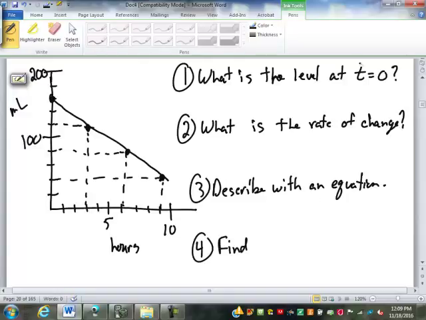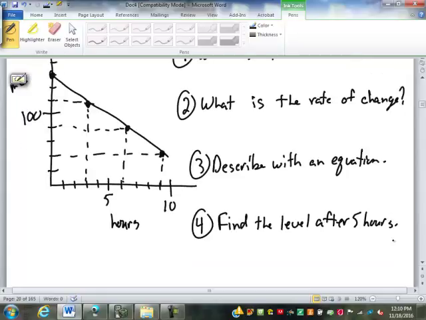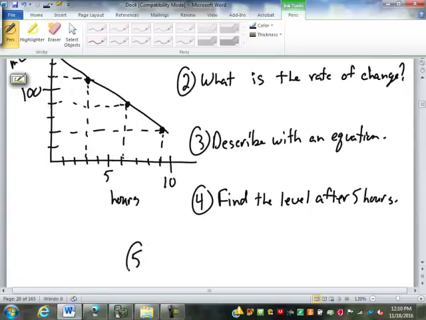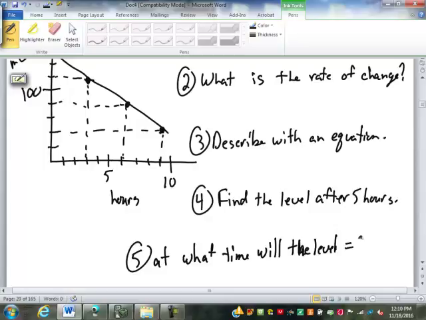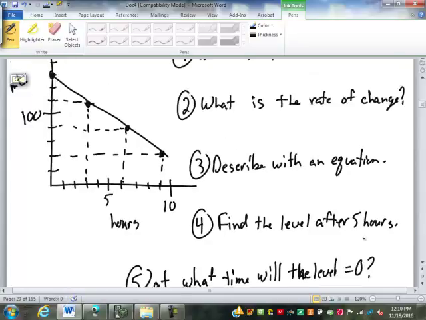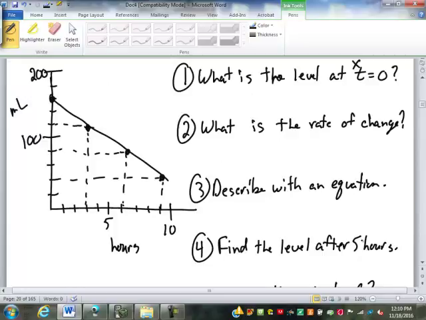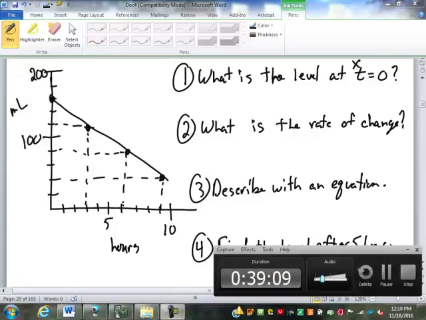4, now t equals 0, that could also be x equals 0 if you wanted to use x for that, by the way. Find the level after 5 hours. And finally 5, at what time will the level equal 0? So I'll give you guys a few minutes to work on those, and then we'll go over them quick.